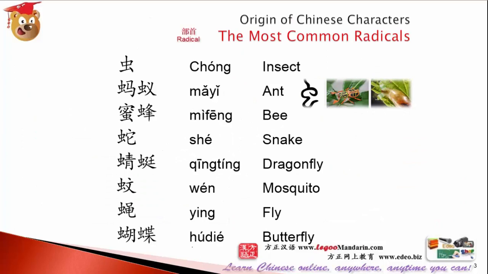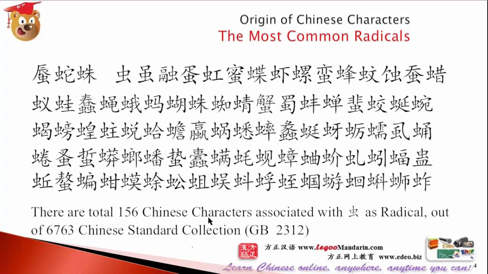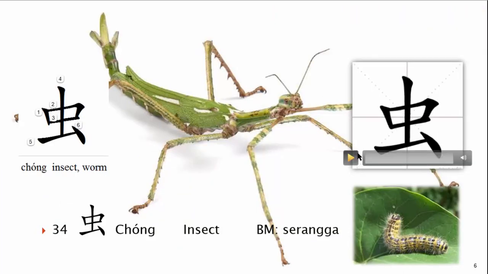Let's look at some words with chong. It's a chong insect: ma yi, mi feng, she, qing ting, wen, ying, hu die, for insects or worms. There are a total of 156 Chinese characters associated with chong as a radical. Chong itself: chong, insect, worm, three worms together. No simple one, just one was enough, right? Chong, look, it's right.